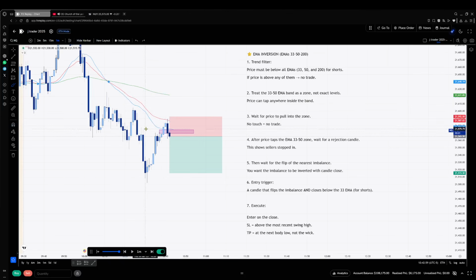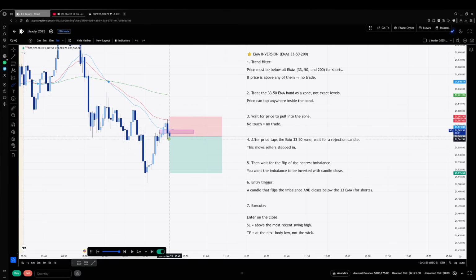So basically we want to see the price below all of them come and touch, and after it touched the zone, we are going to wait for a rejection candle that showed that the sellers stepped in. Instead of just taking the trade when it touches, because many times it can go to the 200 and then react, or many times it can just completely go the opposite way. So we are not guessing if the EMAs will reject or work.